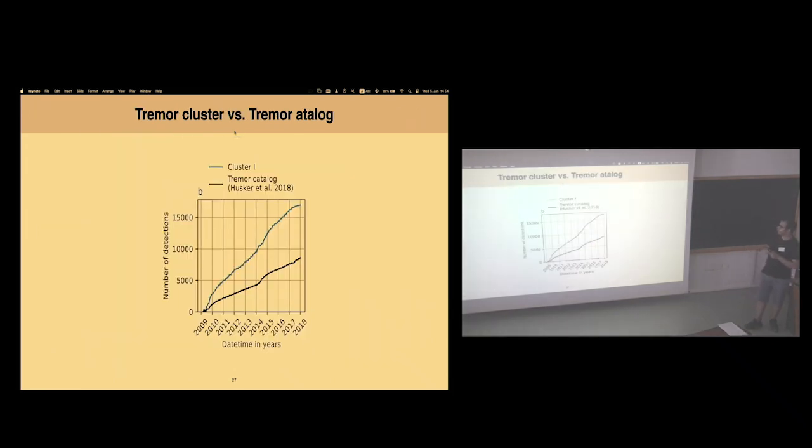And if we calculate the cumulative number of events in the cluster which is related to tremor, cluster I, and compare it with the tremor catalog by Husker, we can see that we could capture the shape of the catalog, and also we could detect a higher number of events in this cluster.